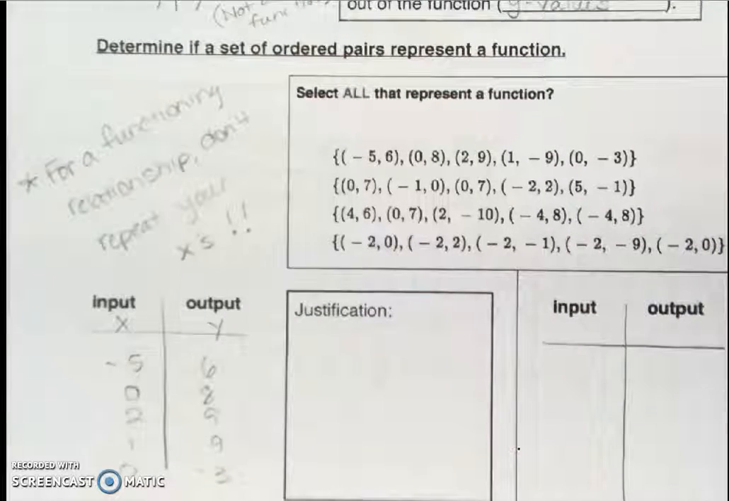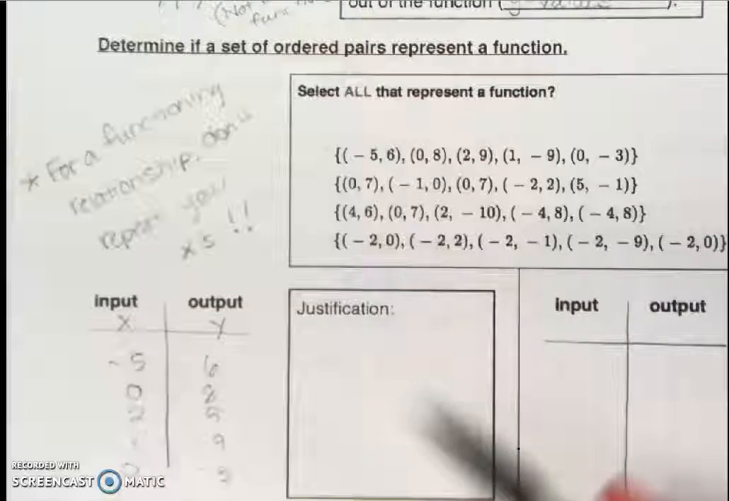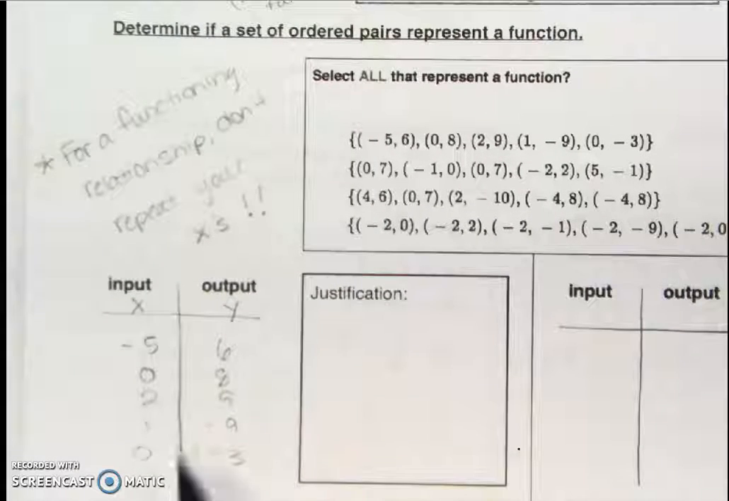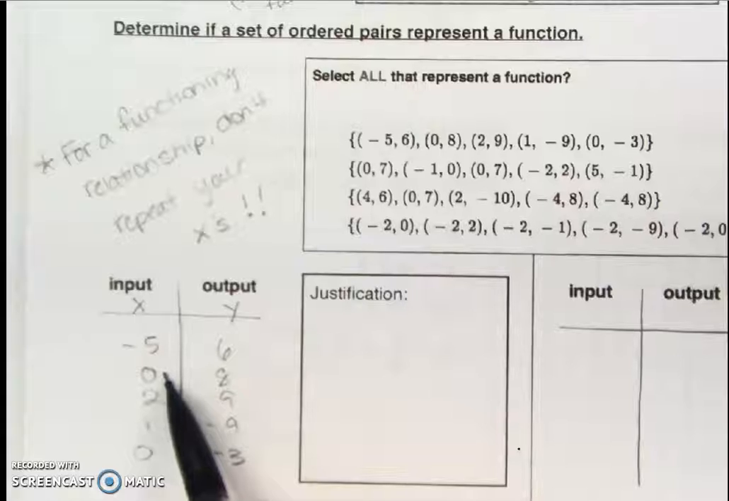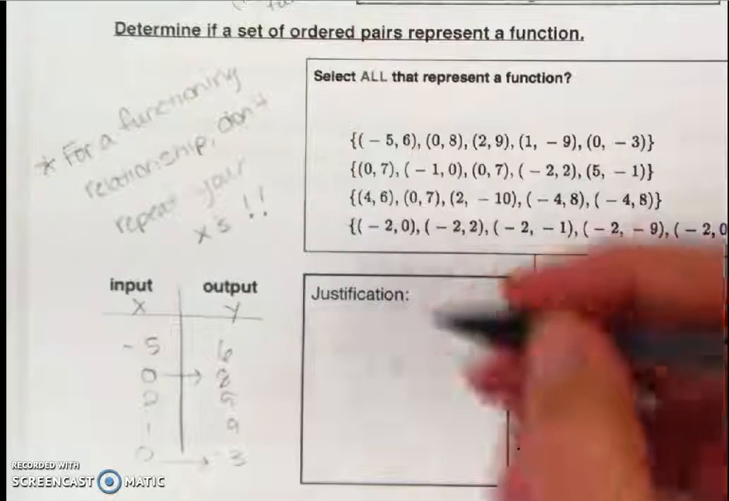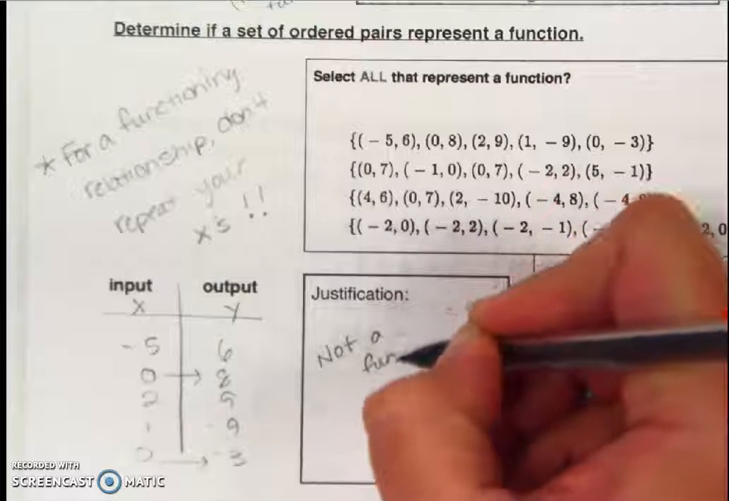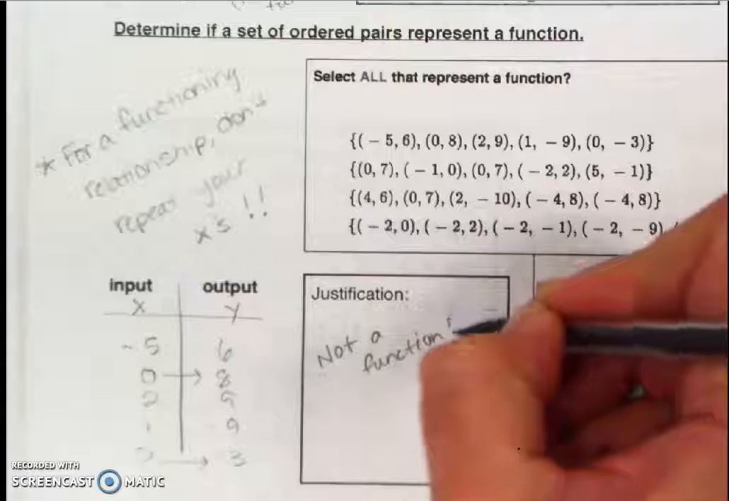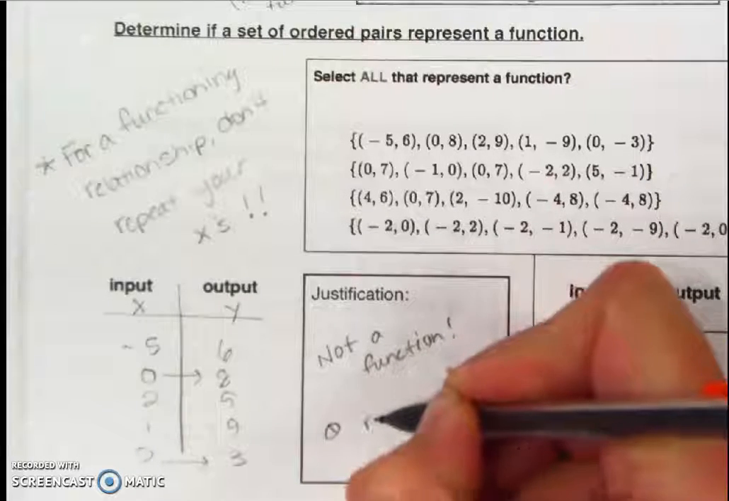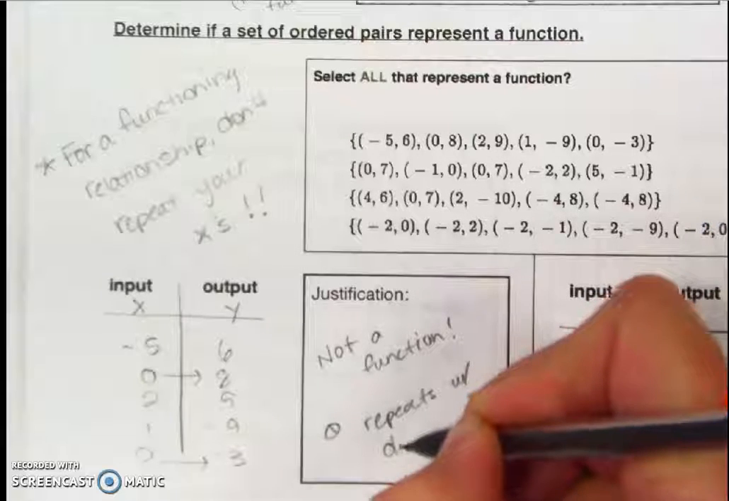So this is how easy it is. Look at the X's. We're not even caring about the Y's right now. Look at the X's. Do you see any of them repeat? Ooh, yes, we do. Draw an arrow. This 0 outputs 8. This 0 outputs -3. So is that going to be a functioning relationship? No. So write not a function. 0 repeats with different Y's.